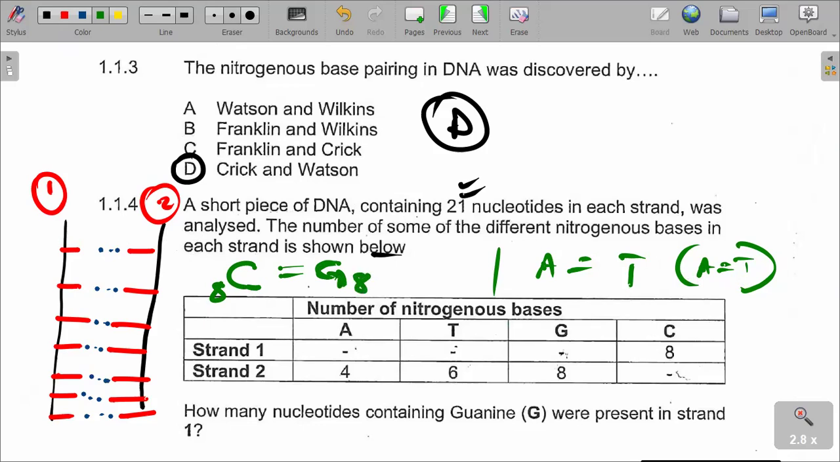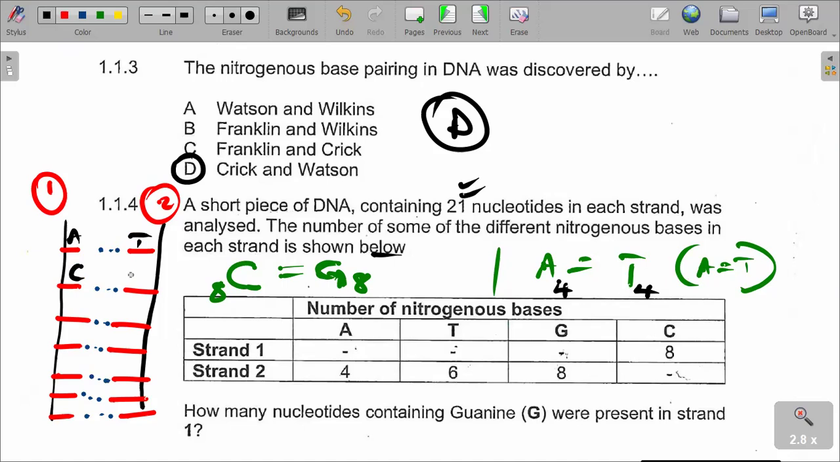We must also have 8 guanine bases. If it happens that we have got four adenine bases, it should also mean that we have got four guanine bases. That is according to the base pairing rule. According to the base pairing rule, if strand 1 has A here, we therefore should have T there.